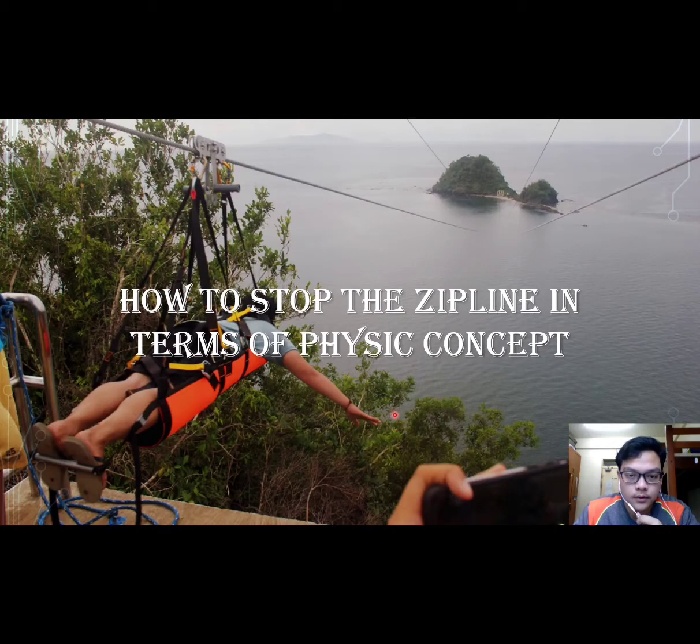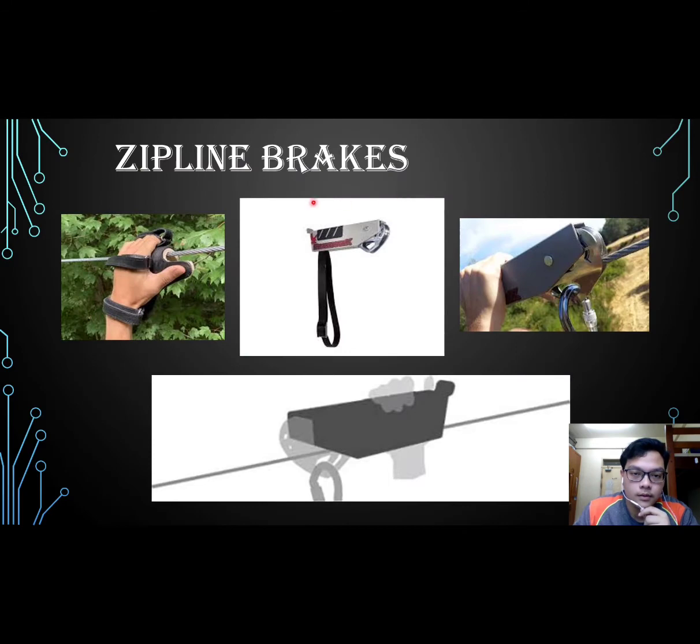Now I will tell you how to stop the zipline in terms of physics concept. The way to stop the zipline is by using zipline brakes. For example, this type of zipline braking cloth, and this type of zipline brake. The physics concept applied here is frictional force.